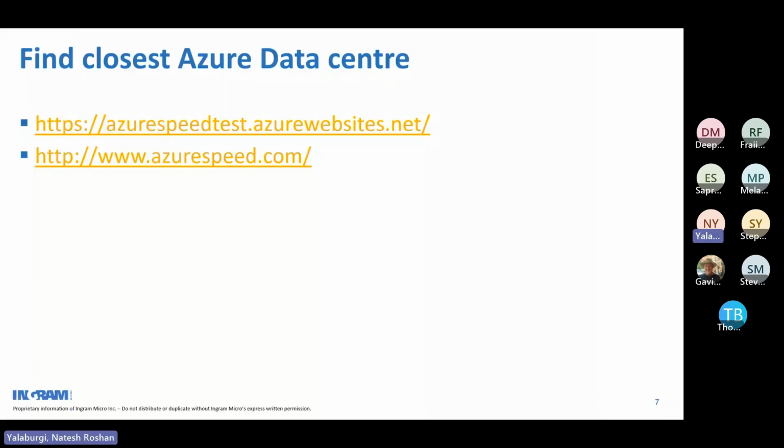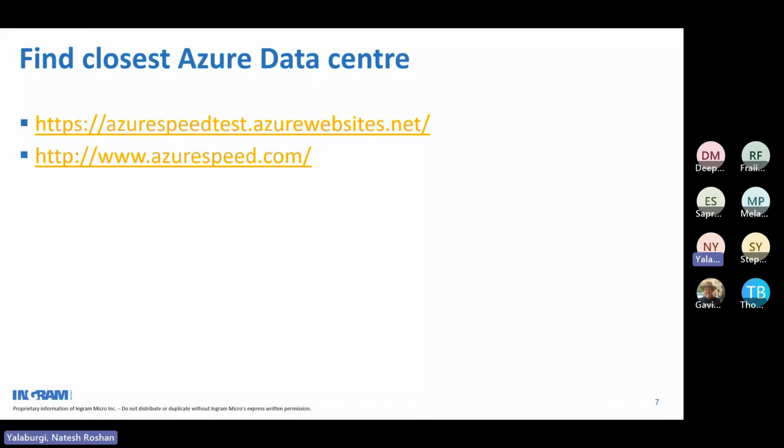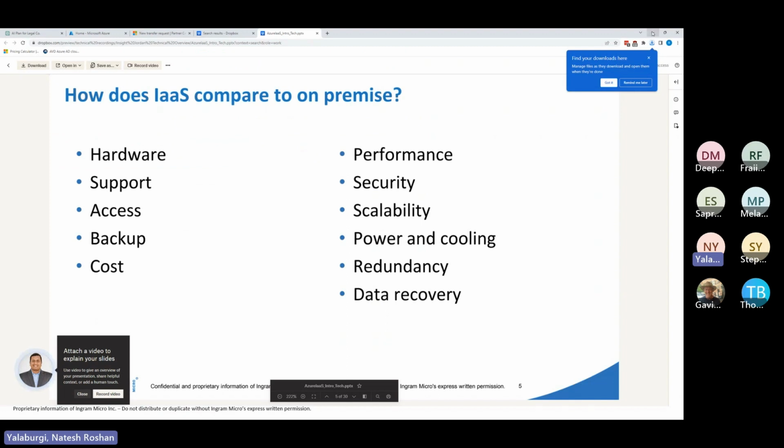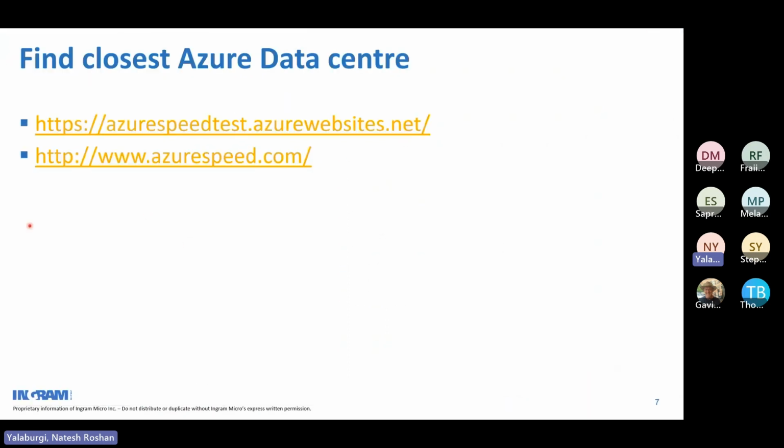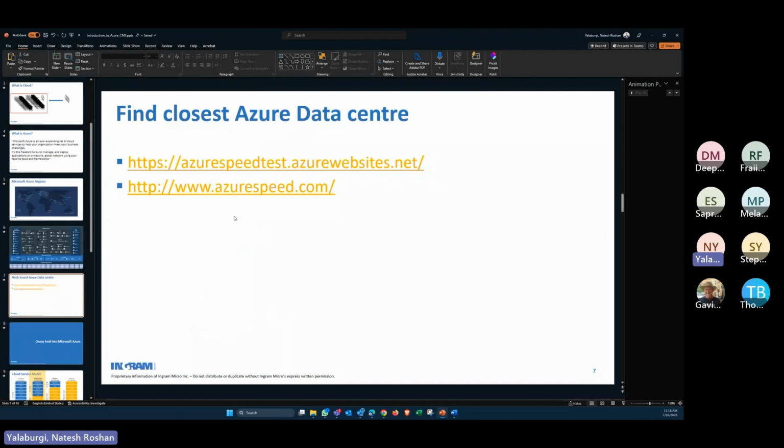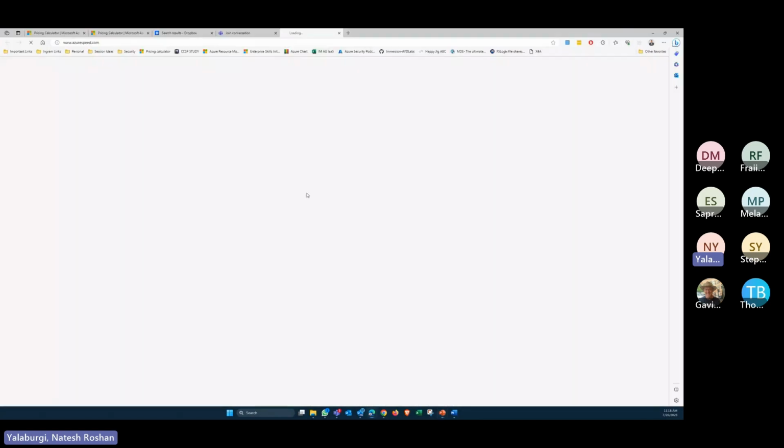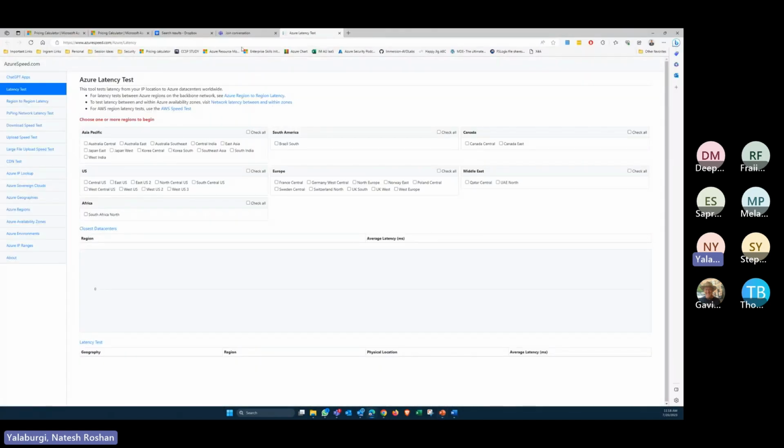So there are two links that are available to find your closest data center. What I'll quickly do is open one of them and show you the data center which is closest to where I'm based. I'm based in Melbourne, by the way. If I just come out of this and click one of these here, this is azurespeed.com, and there are all these regions here. Again, I hope everybody's able to see the screen sharing. If not, please do let me know in the chat.